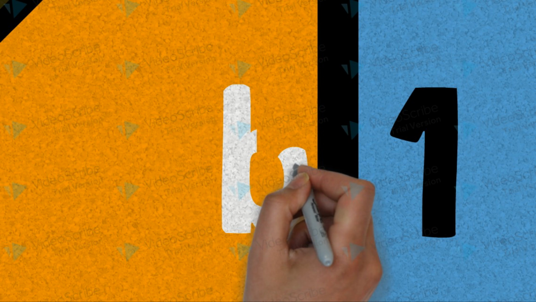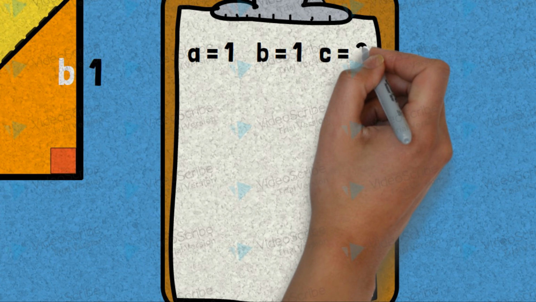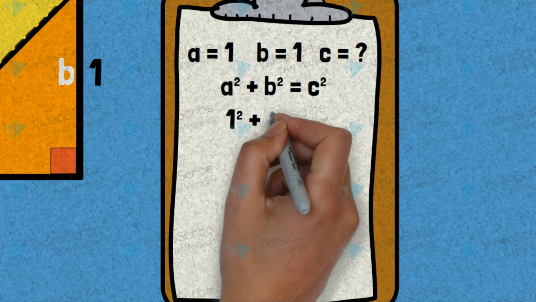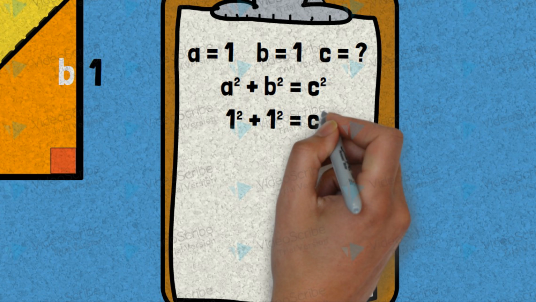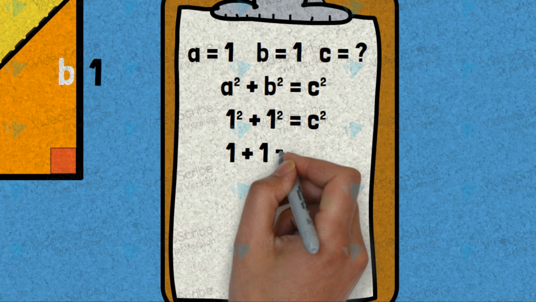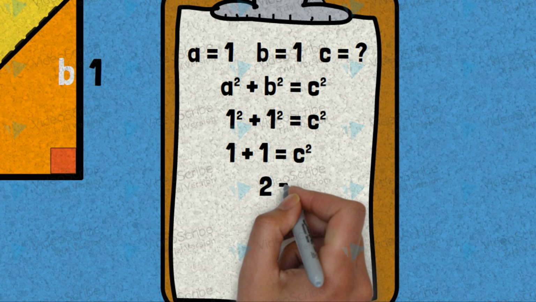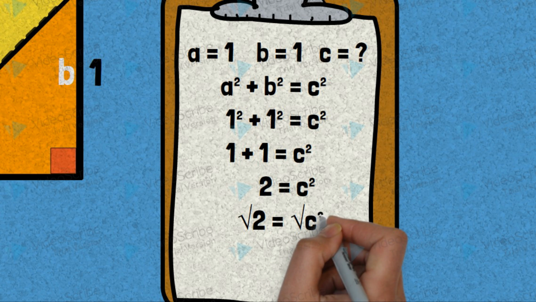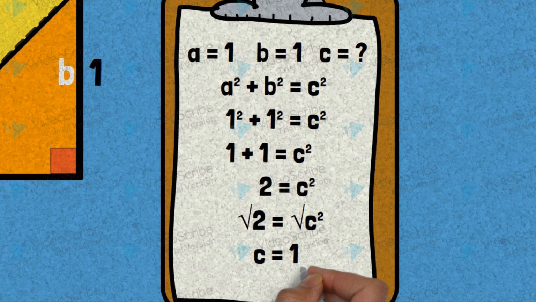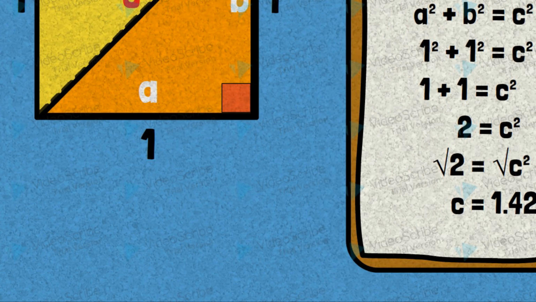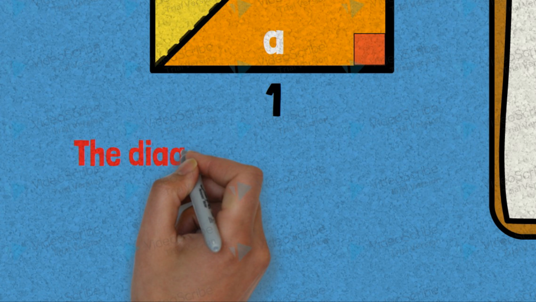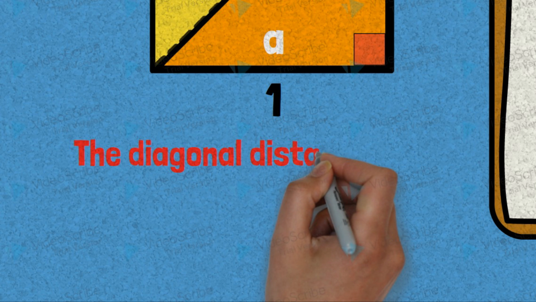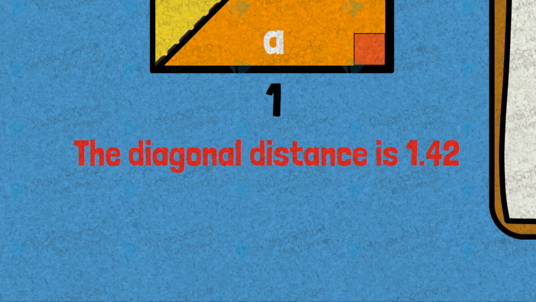Starting with A equals 1, B equals 1, and the C is missing. Then we substitute the values, so we will get 1 squared plus 1 squared equals C squared. Then we calculate the squares. That's going to be 1 plus 1 equals C squared. 1 plus 1 is 2, and get the square root of both sides, so square root of 2 is equal to 1.42. So the diagonal distance is approximately 1.42.